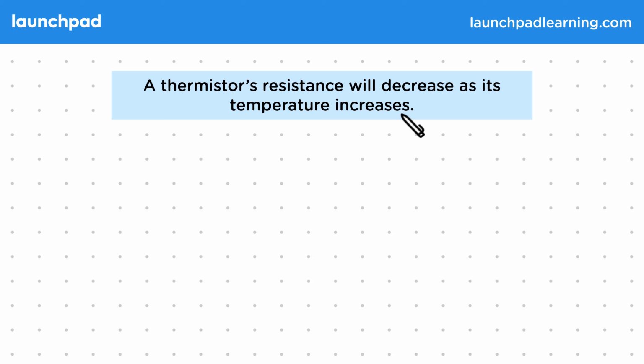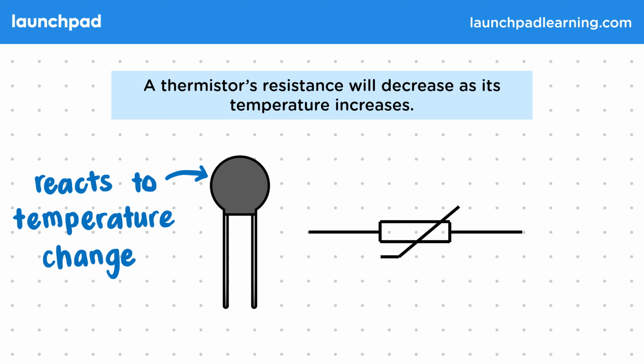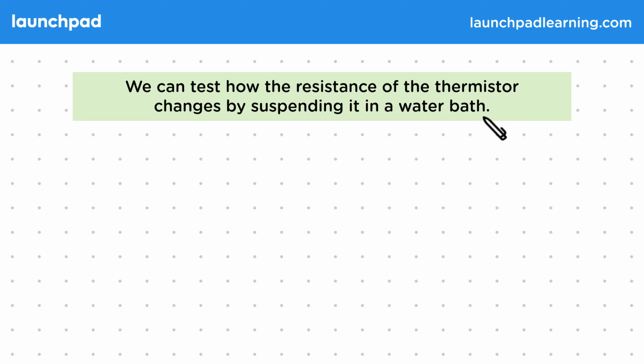But you do need to know the circuit symbol for a thermistor, which looks like that of a normal resistor with this line drawn through it. So how could we test the properties of the thermistor? We can test how the resistance of the thermistor changes by suspending it in a water bath.